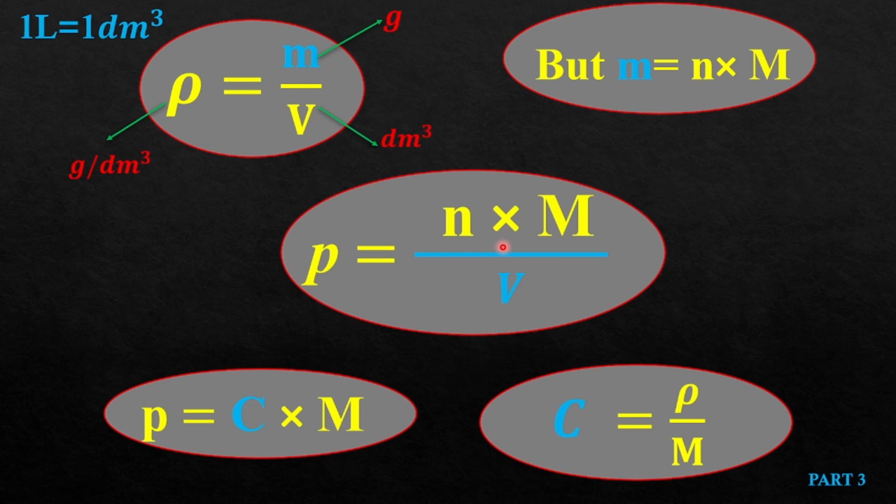But let us look at something here. n over V is equal to concentration. So in place of n over V here, we can insert what? Concentration. So P becomes C times M. That is, P is equal to concentration times the molar mass. So C here will be equal to P over M. That is when you make C the subject from this equation. So these are the formulas that we'll be using in this section.